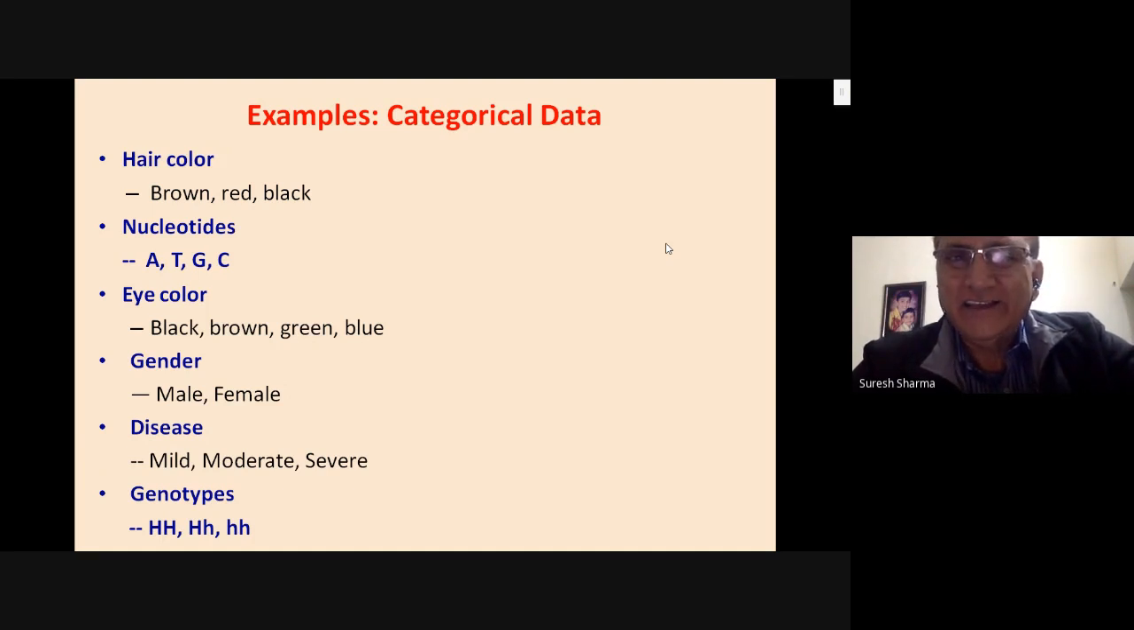So I can write these hair colors as 1, 2, 3. If white is also there, I can write 4. Nucleotides. Our entire body is made up of 4 types of bases. They are known as nucleotides. They are known as ATGC. So I can write A as 1, T as 2, G as 3, C as 4.